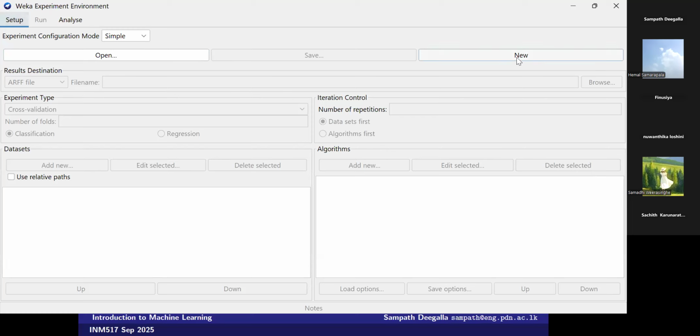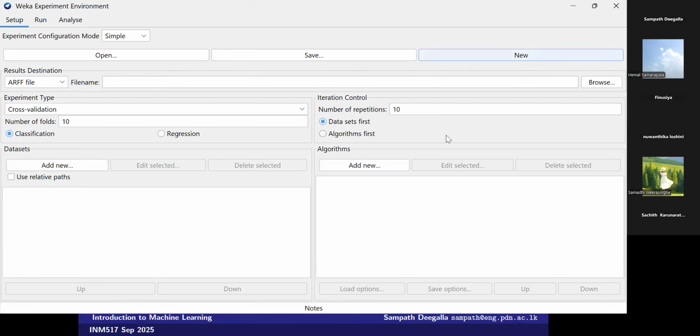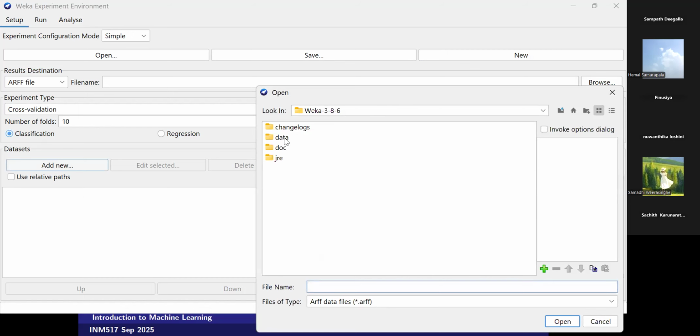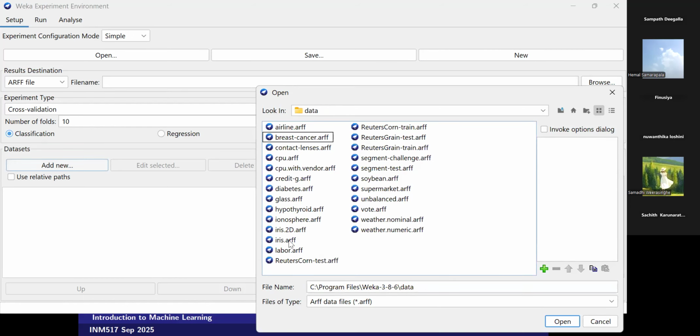So I'm going to click new experiment. Then we have to decide what data sets we are going to use and so on. I'm going to start with classification, and I'm going to use cross-validation. You can see it's automatically 10-fold cross-validation, so I'm not going to change anything here. And it'll actually repeat 10 times. I'm going to select a data set first. I'm going to add the iris data set.